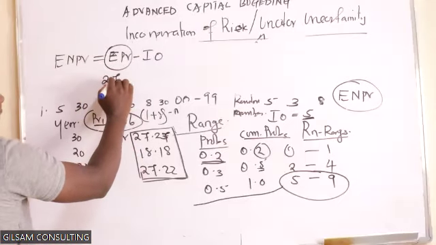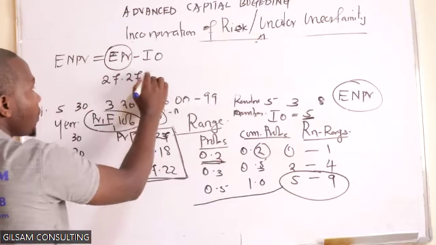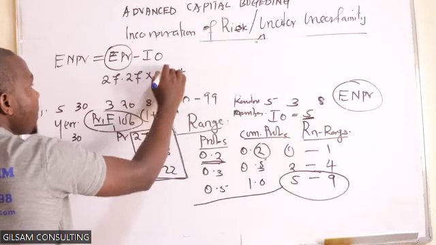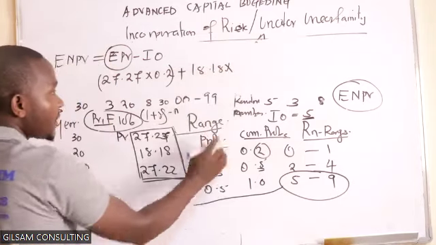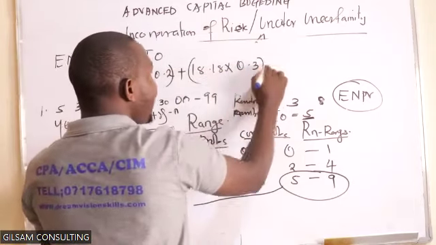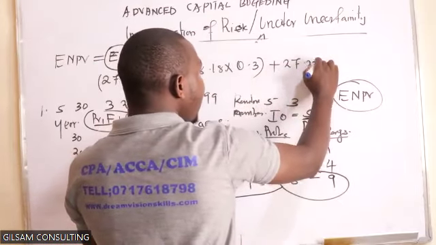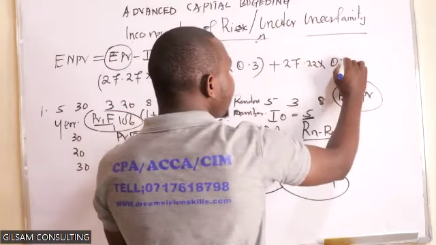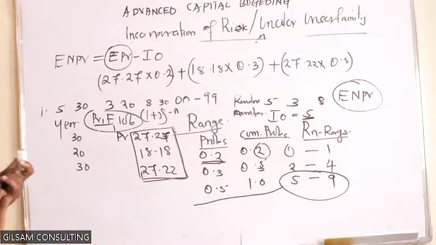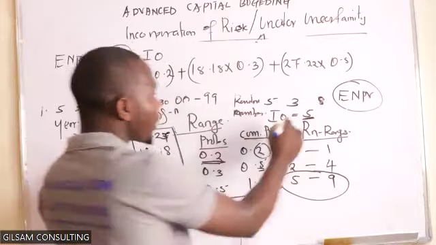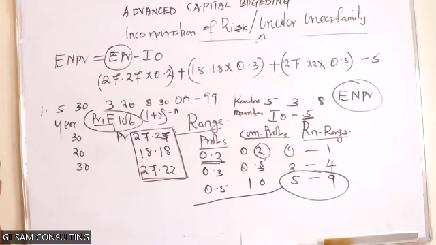So the first one is 18.18 times the probabilities, 0.3, plus the other present values times their probabilities, including 27.27 times 0.5. That one will give you expected present value. Then from there, you subtract the initial outlay, 5. Subtract the initial outlay, 5, to give you expected net present value.